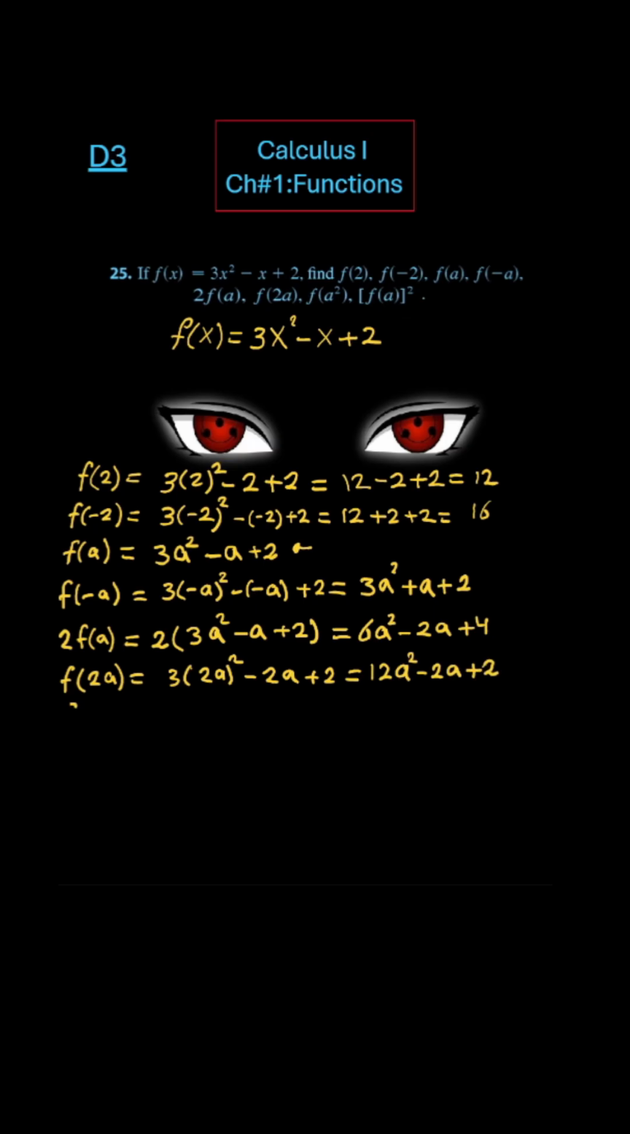Next, we find the function of a squared. We replace x with a squared everywhere in the function. A squared squared becomes a to the 4th power. The result is 3a to the 4th power minus a squared plus 2.